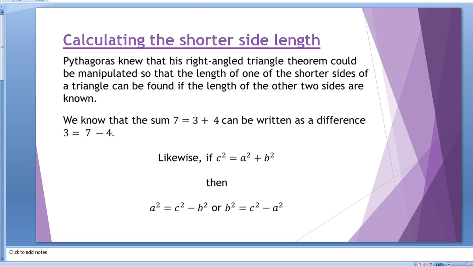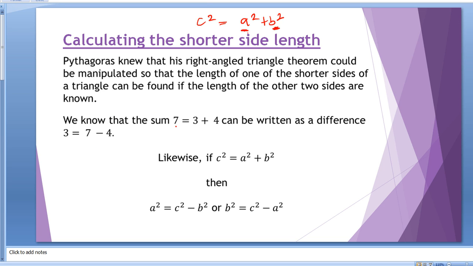So this is just a quick synopsis that Ms. Richardson has put together. Pythagoras knew that his right-angled triangle theorem could be manipulated. So we change his traditional formula, c squared equals a squared plus b squared, or we manipulate that formula so that the length of one of the shorter sides of a triangle can be found if the length of the other two sides are known. So basically we can manipulate it so we can find one of these shorter side lengths.